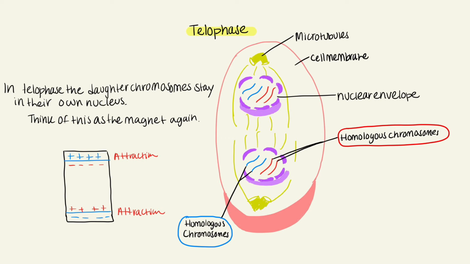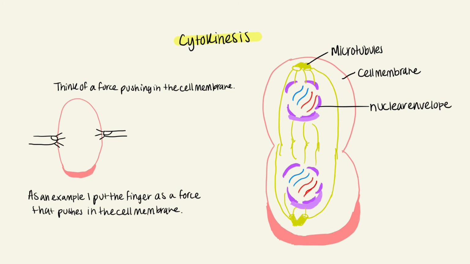In telophase, the nuclear membrane reforms and the daughter chromosomes go into the nuclear envelope. You can think of this as the daughter chromosomes on each pole go into their own nuclear envelope, and then the microtubules exert a force to keep these nuclear envelopes separate from each other. That's why you can think of this step as a magnet, where the nuclear envelopes are attracted to each pole but repel each other.